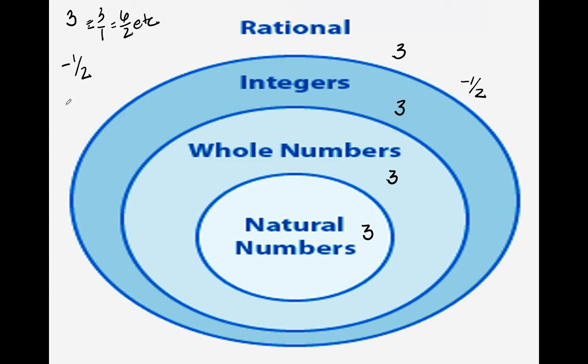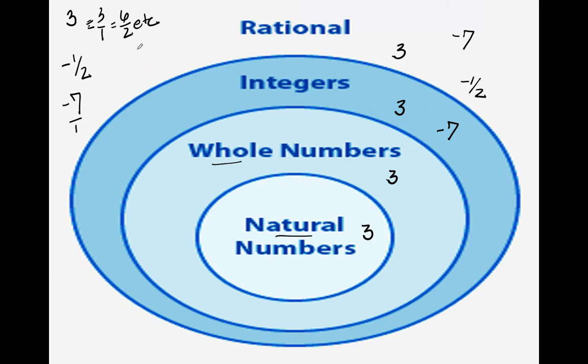Let's talk about the number -7. -7 can be written in the form a over b. Again, I can just put a 1 under it, and that makes it rational. So -7 is a rational number. It is also an integer, but it is not a whole number or a natural number. So -7 belongs in these two categories.